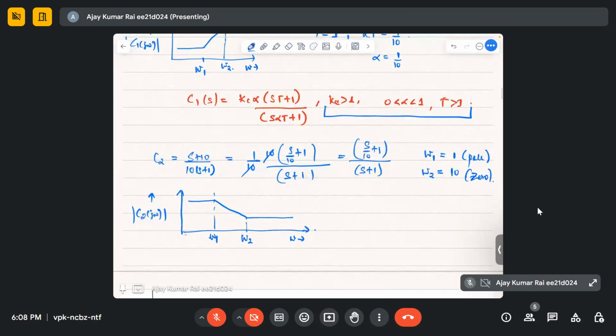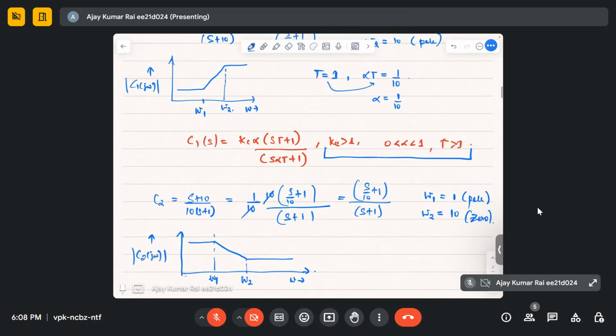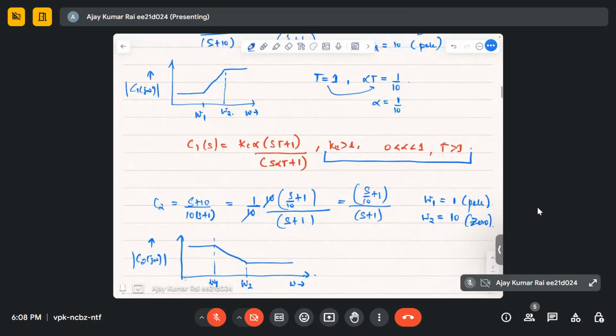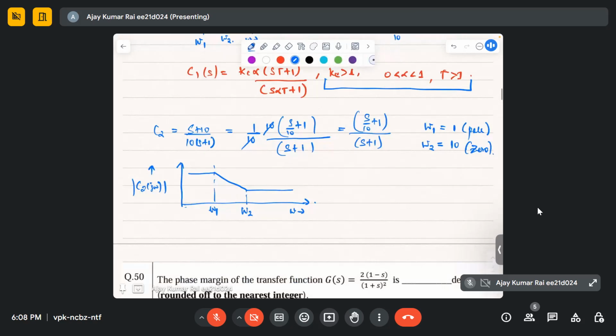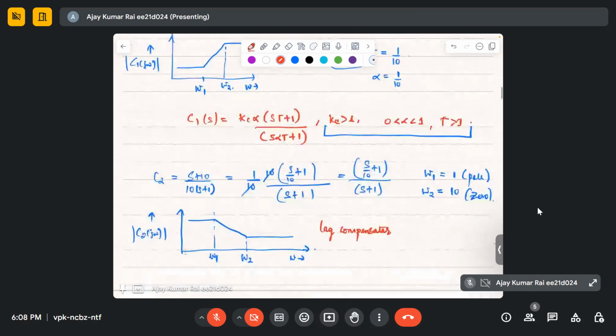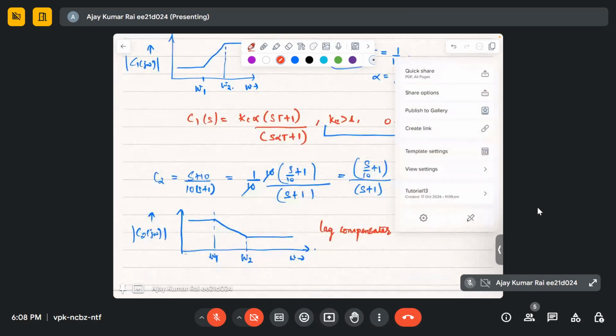So this is opposite, right? So we can say it's a lag compensator. Sir, how to decide whether it is a lag compensator or a lead compensator?